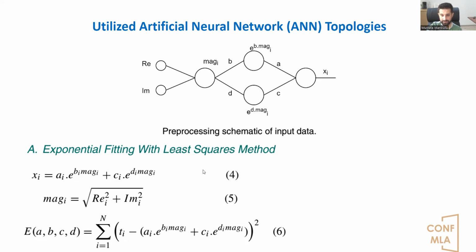of each real and imaginary data as expressed in equation 5. Thus, the error function is defined as in equation 6. The smallest error can be obtained by solving the partial derivative of the error function given in equation 6 with respect to each variable. The obtained A, B, C, D coefficients are used for the preprocessing step of the artificial neural network part, as shown in this figure.